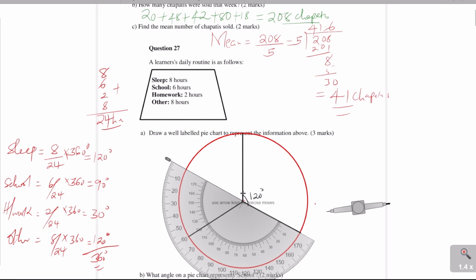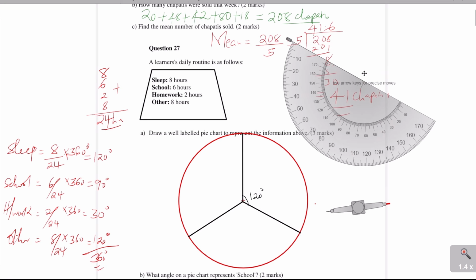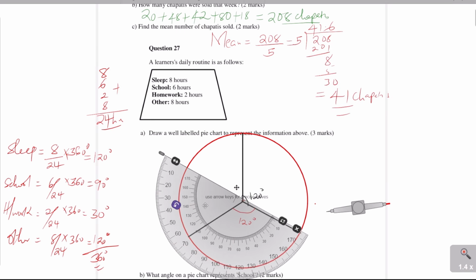So that is 120. And see how I've measured. So from this point, look at the way I've placed the protractor. So 120 is there. So this again is 120. Then from there, the next angle should be 90.